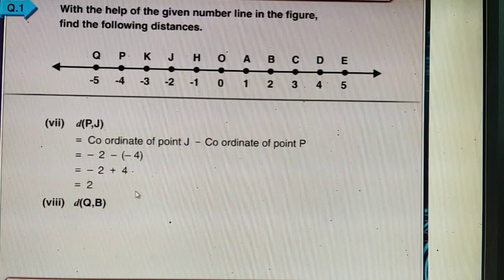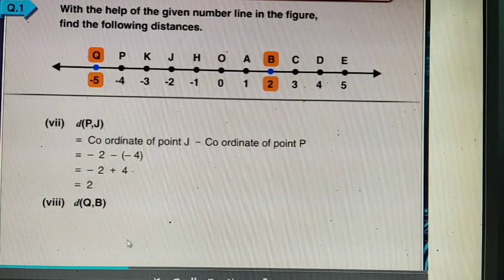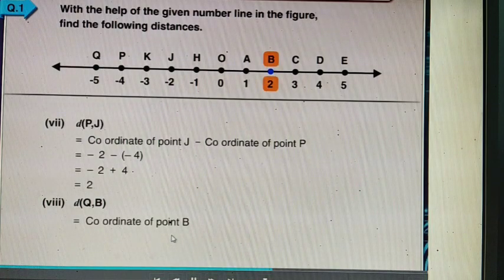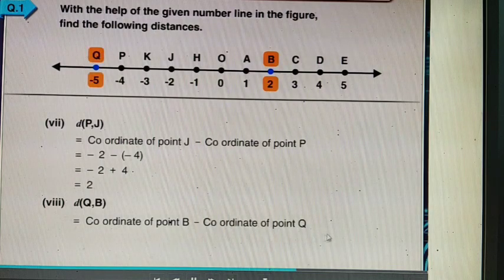Eighth, distance between Q and B. Here 2 is greater than minus 5. Therefore, we will write coordinate of point B minus coordinate of point Q, which is equal to 2 minus of minus 5 is equal to 2 plus 5 is equal to 7.